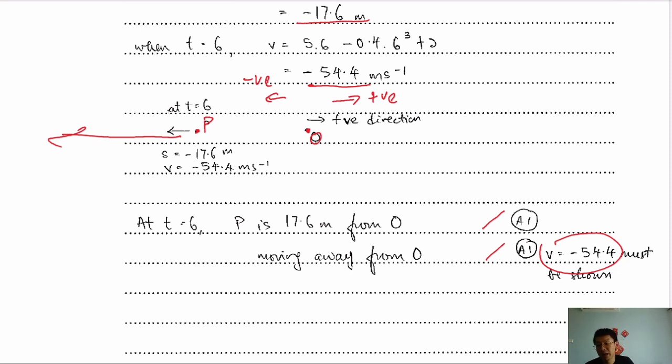So this is the only way that we can tell whether the particle is moving away or moving towards the O. You must calculate this v. Then only you get this mark by stating it is moving away from the O. Okay, so this is for the third question.